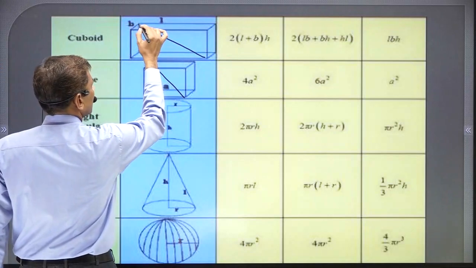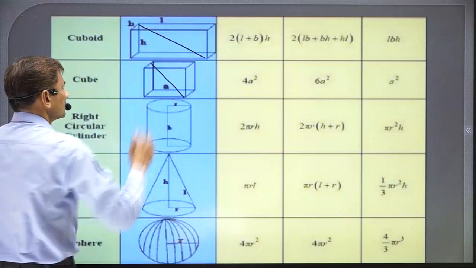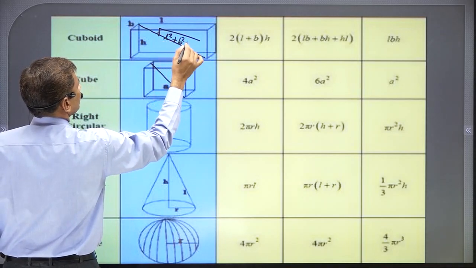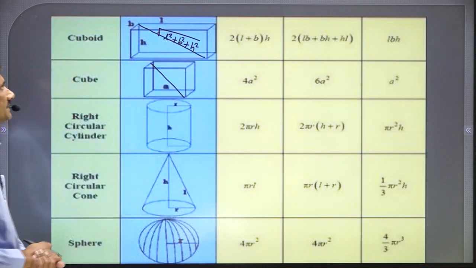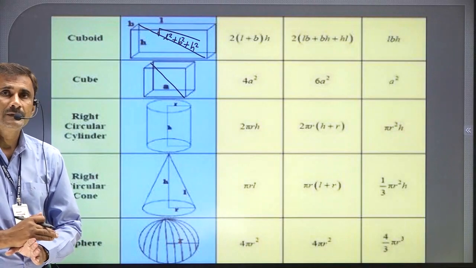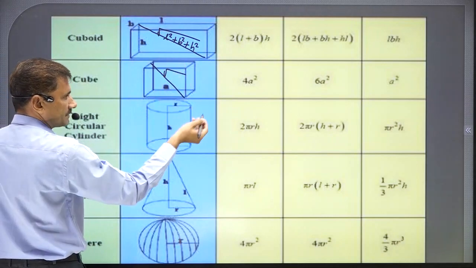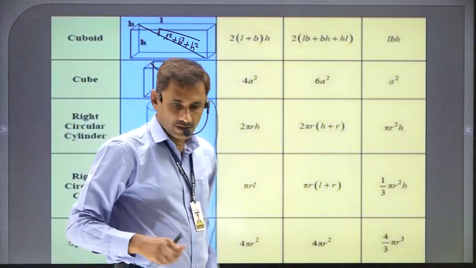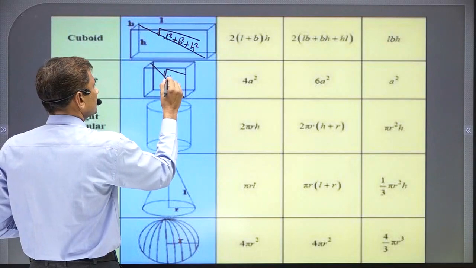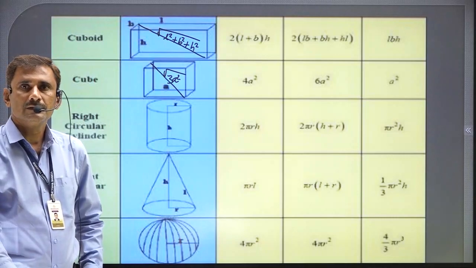So it will be from this vertex to the opposite, one corner to the opposite corner. So it will be root of L square plus B square plus H square, the square of all three sides under root. So this is the diagonal of the cuboid. Same way here also you can write a square plus a square plus a square, so 3a square. Okay, so I write here 3a square. So this is the new formula you can see here.